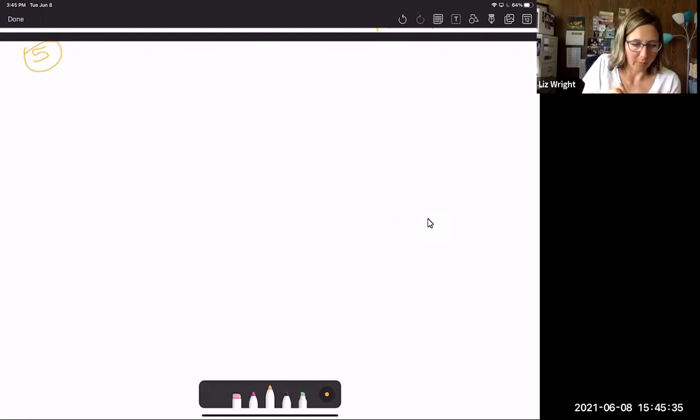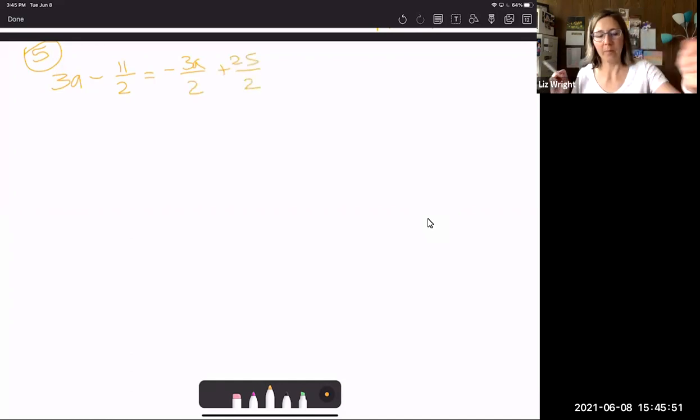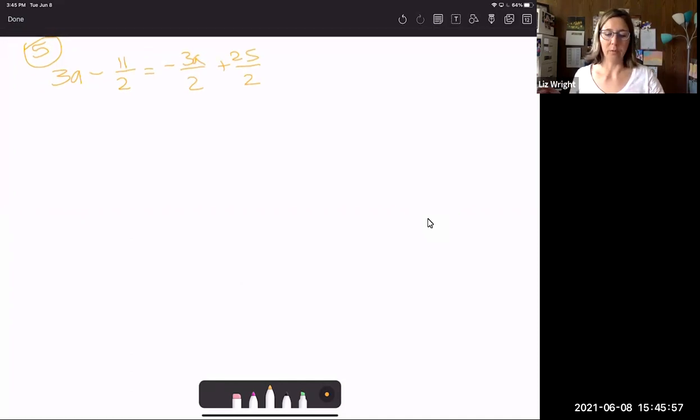All right, so here we go. 3a minus 11 halves equals negative 3a over 2 plus 25 over 2. Okay, here's an option for you. You see that almost all of them have a common denominator of 2. You can absolutely simplify your like terms.